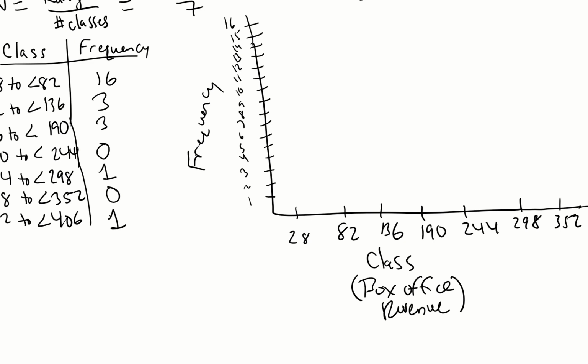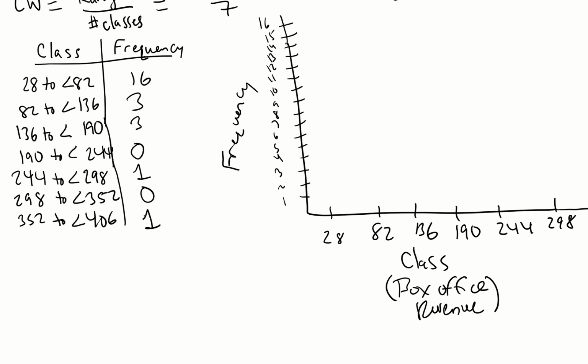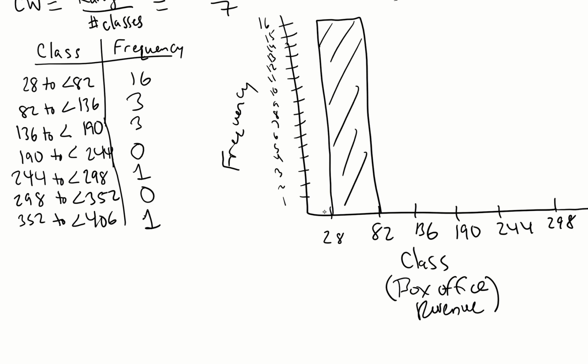All right, and we could have gone by 5s if you want, 0, 5, 10, 20, and that's fine too. I just decided to go by 1s, but you can go however way you want. So between 28 and 82, we have a box of a great height, all the way to 16. 82 to 136, we got 3.